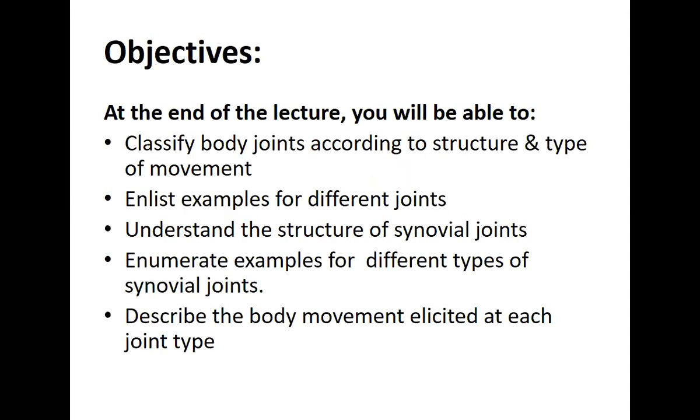So these are the objectives related to this topic. Classify body joints according to the structure and type of movement, then enlist examples for different joints, then understand the structure of the synovial joints, then enumerate the examples for the different types of synovial joints, then describe the body movements elicited at each joint type. Okay, these are some of the objectives.